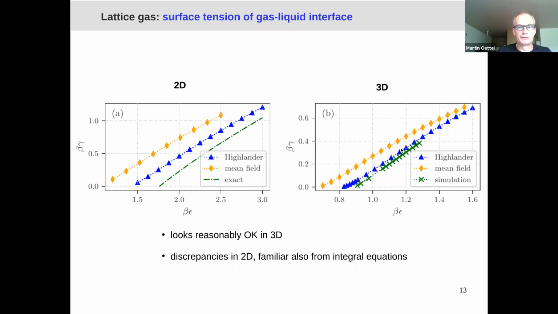And here is a result on the surface tension of the gas-liquid interface. And actually, we see here the nice result that in 3 dimensions, we're coming very close to the actual simulation results. It's not the case in 2D. There are exact results available through Onsager's method in solving this.